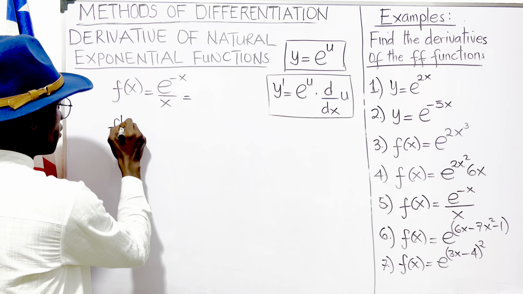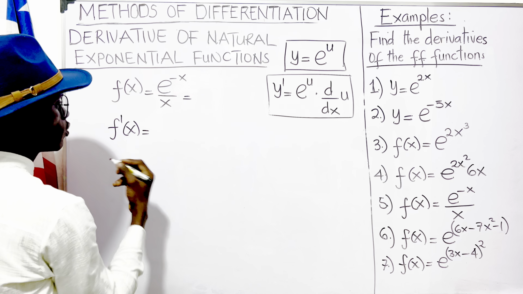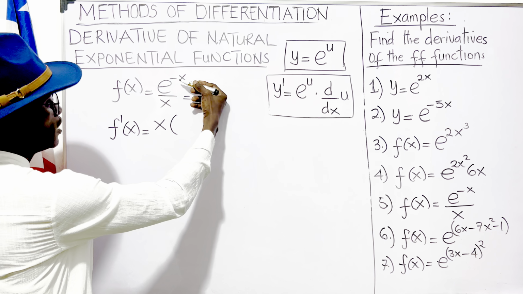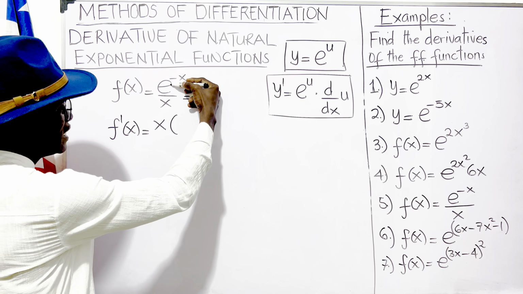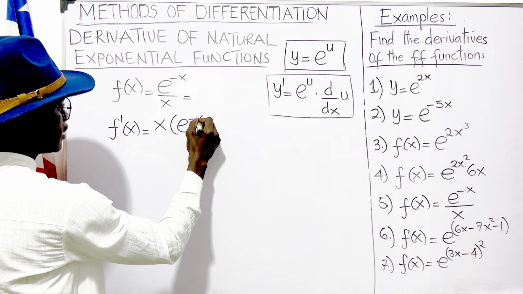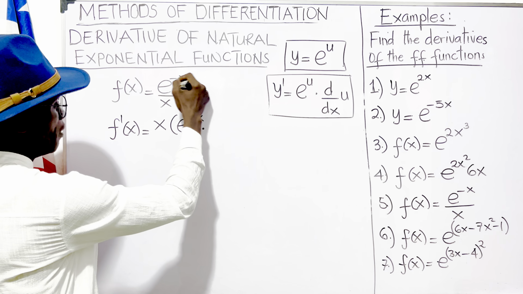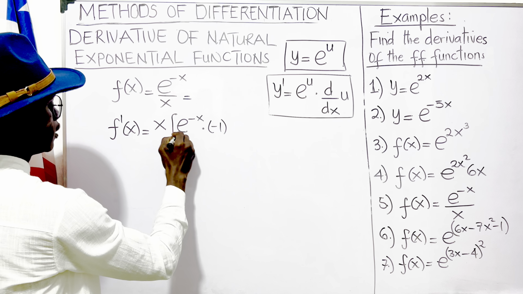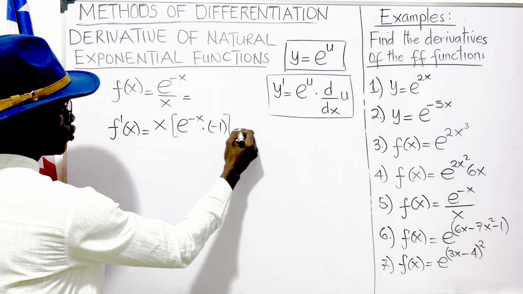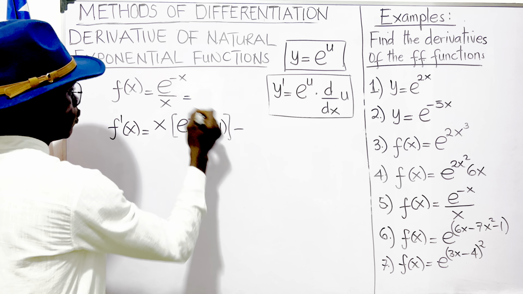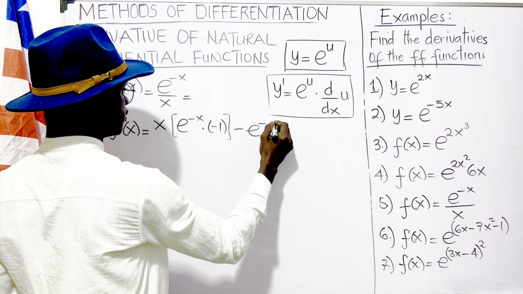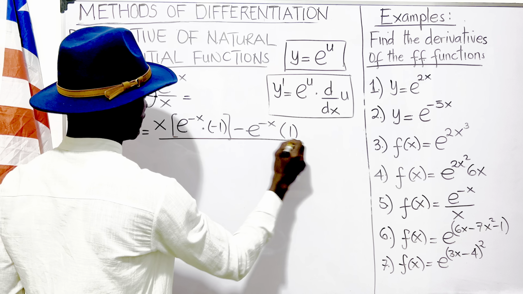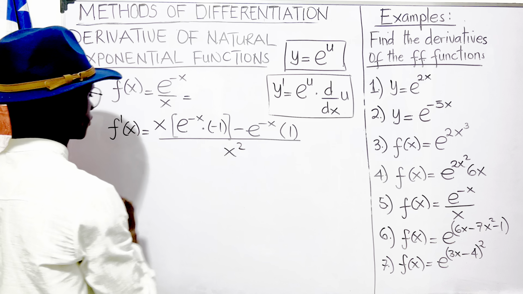So we have f prime of x is equal to, the quotient rule says, hold the denominator x and differentiate the numerator. The derivative of e raised to the power minus x is e raised to the power minus x times the derivative of the power, which is just minus 1. Minus, because in the quotient rule we have a negative sign, we hold the numerator, e raised to the power minus x, and differentiate x, we get 1, all divided by the denominator all squared.